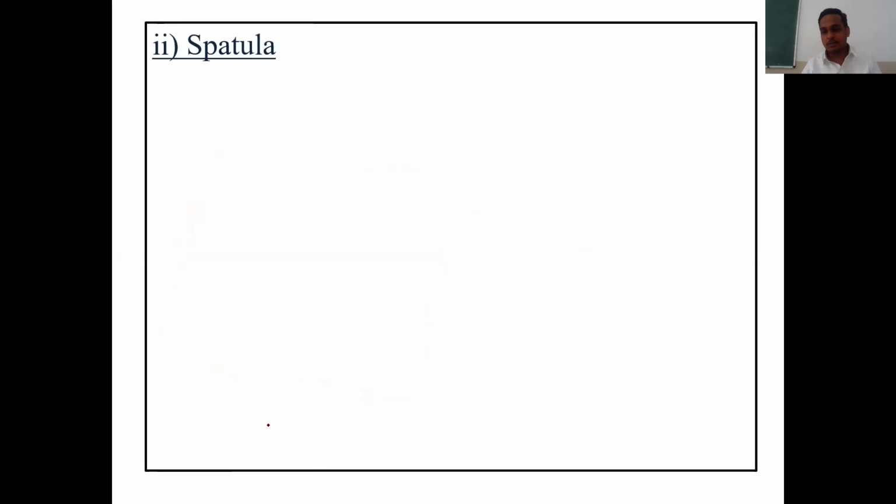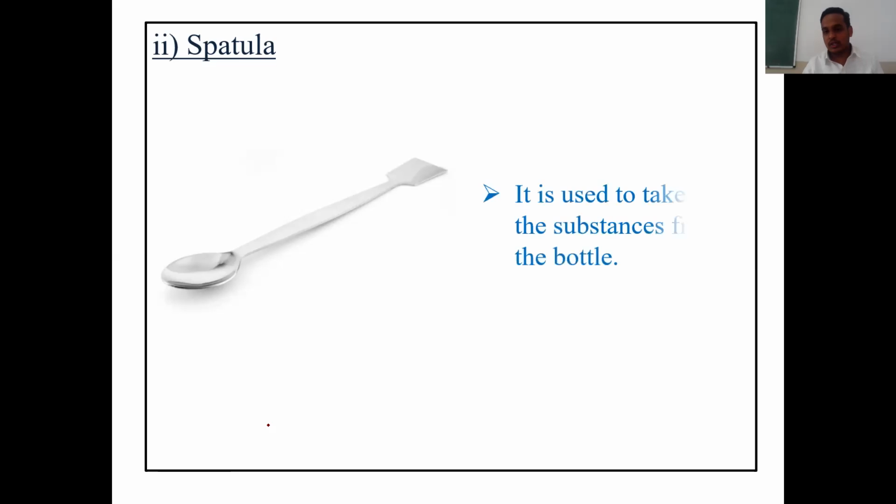Then the second one is the spatula. The picture goes like this. You can see that this spatula is used to take out the substances or the chemicals from the bottle. So whenever you are performing the experiment, you need some of the chemicals, either solid or liquid, depending upon the experiment. If it is a solid chemical or substance, you are not going to take out that chemical with the help of your hand or any other thing.